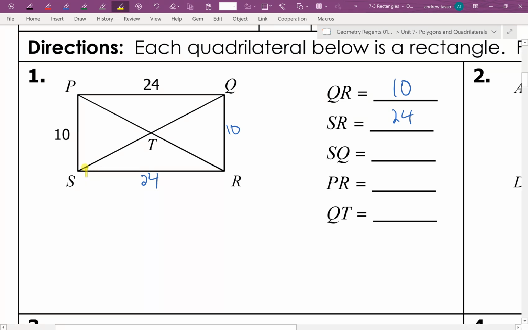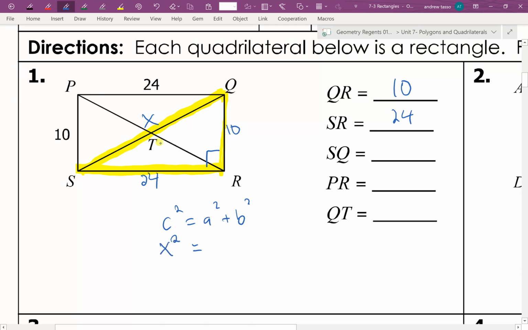So in order to find SQ, what I need to realize is that I have a nice triangle that's been formed right here. And this triangle happens to be a right triangle. The reason why it's a right triangle is because one of the properties of a rectangle is that it has 4 right angles inside. So we know it has to be a right angle. And since we're trying to find the third side of a right triangle, we can use Pythagorean theorem, right? So c squared is a squared plus b squared. And we remember that the side that is labeled as c has to be the longest side, the hypotenuse, the one that's across from the right angle.